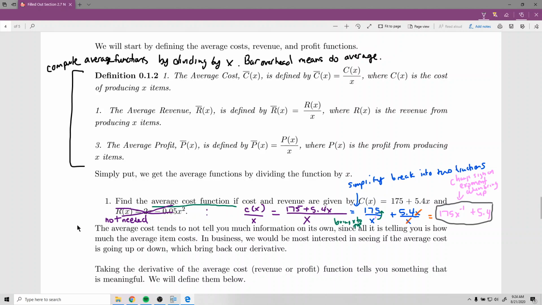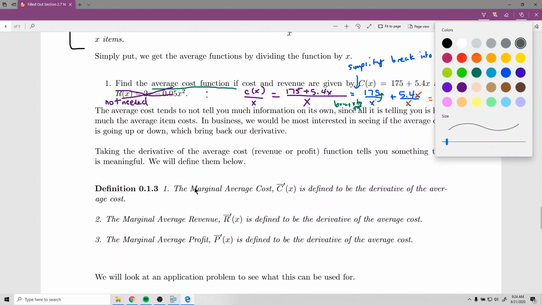Right, so like I said, the average cost function does not really tell you that much because you want to see how it's changing. Right, so knowing the average cost, let's go back to our shirt example. Let's say the average cost of producing 100 shirts is $8. Well, that's great, but is it going up or down? Right, we want it to be going down. So that means when we study rate of change, we do the derivative of the average cost in that case.